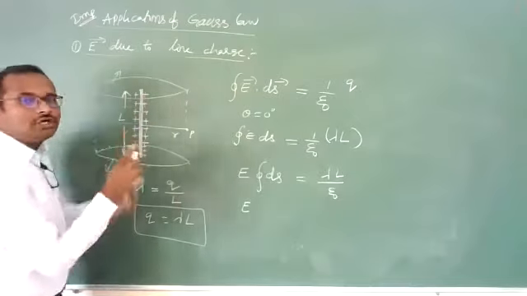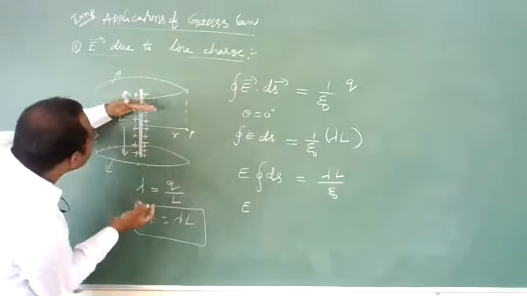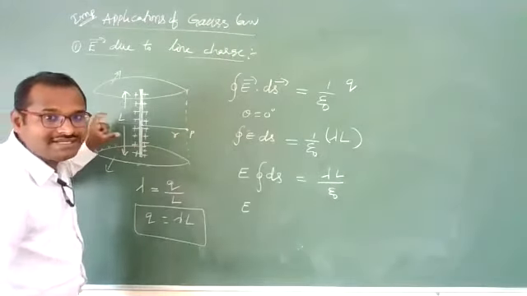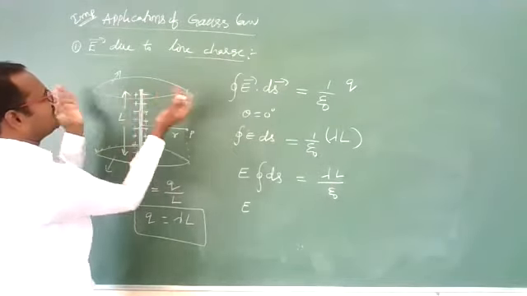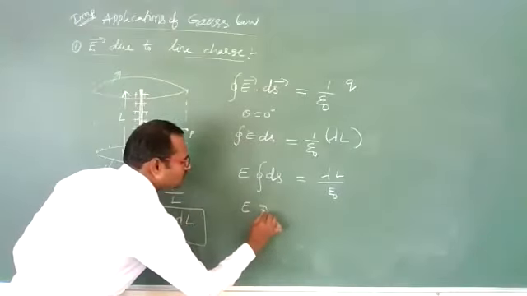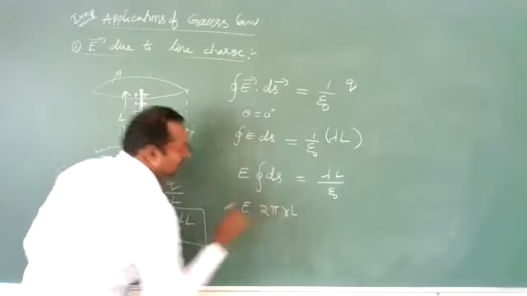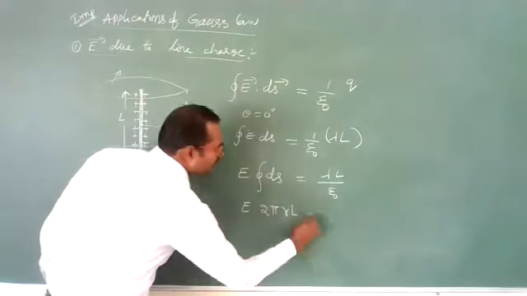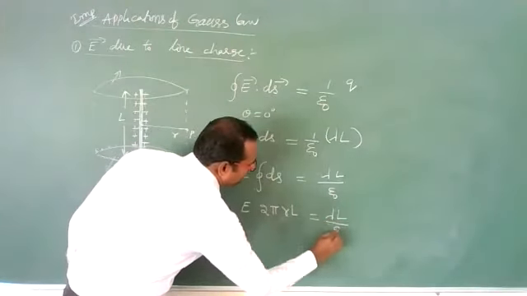Imagine one circular part of this cylinder. This area is how much? 2 pi r. And like this, how many circles should be there? Circles of L length should be there. So the total area of this curved surface of the cylinder is 2 pi r into L. Clear? This is equal to lambda into L by epsilon naught.